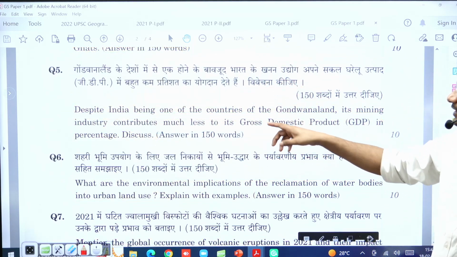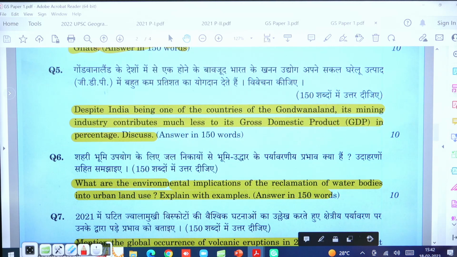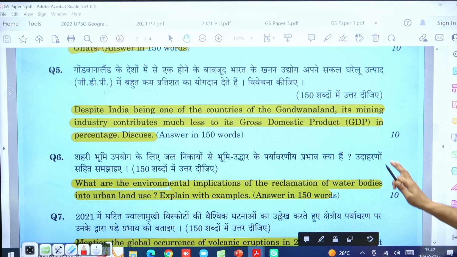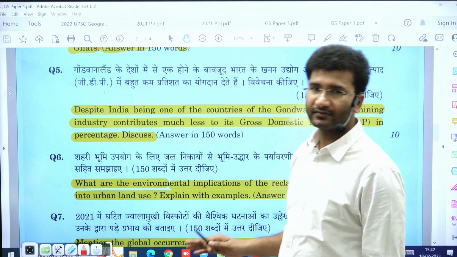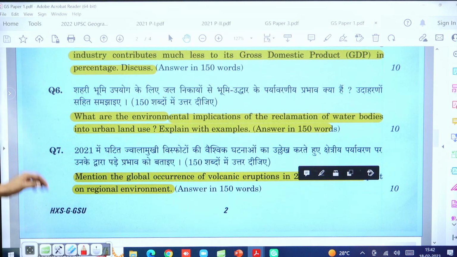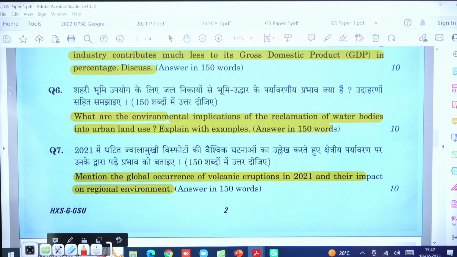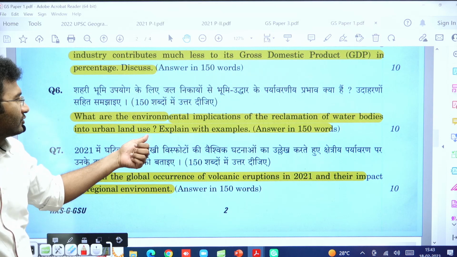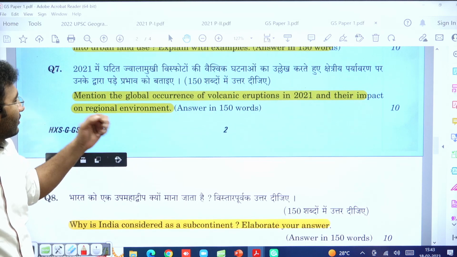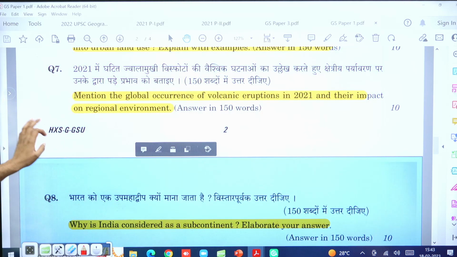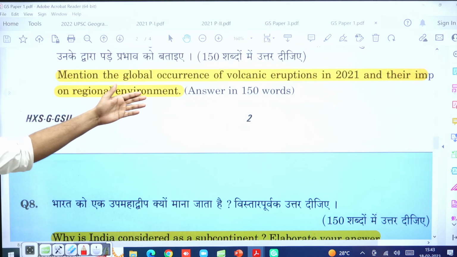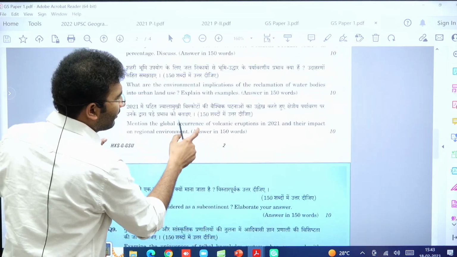Despite India being one of the countries of the Gondwana land, its mining industry contributes much less to its gross domestic product in percentage. Discuss. Right? Again, a geography question. Next question: what are the environmental impacts of the reclamation of water bodies into urban land use? Explain with examples. Again, a geography question. Mention the global occurrences of volcanic eruptions in 2021 and their impacts on regional environment. Again, a geography question. Like that, you look into paper 1.